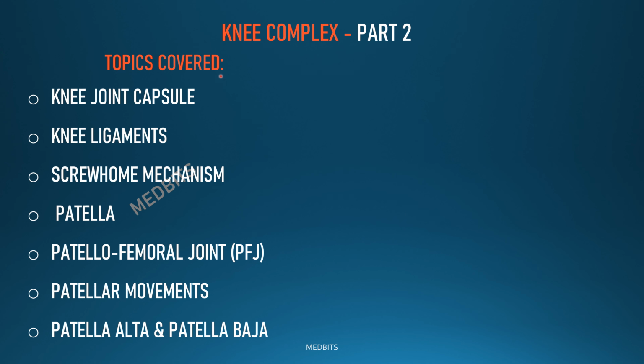Now, the topics covered in knee complex part 2 are knee joint capsule, knee ligaments, screw home mechanism, also known as locking and unlocking mechanism, patella, patellofemoral joint, patellar movements, patella alta and patella baja.